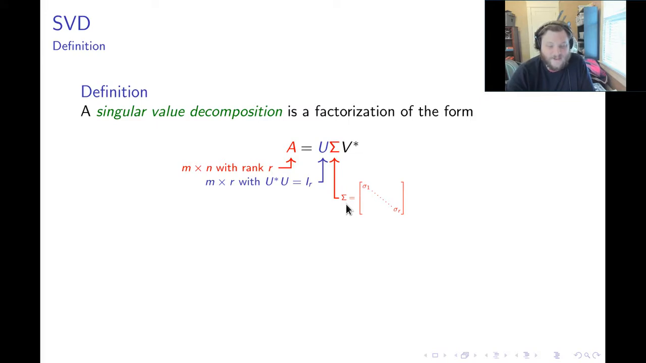Sigma in this factorization is a diagonal matrix whose diagonal entries are denoted by little sigma 1 down to little sigma r. And finally, V here in a singular value decomposition is an n by r matrix whose Gramian is the identity, which again means that the columns of V are orthonormal. So this is a singular value decomposition.